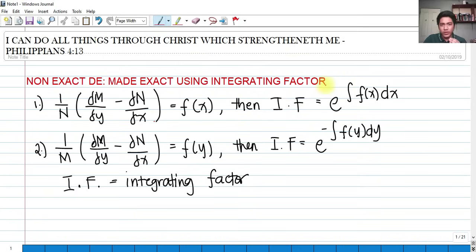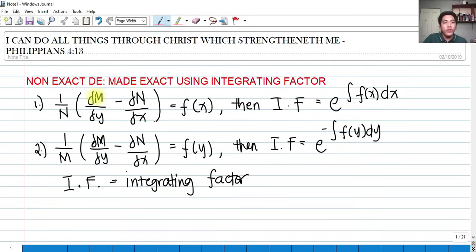The integrating factor is the factor of which if we are going to multiply the non-exact DE by what we call the integrating factor, then upon multiplying the integrating factor on the whole equation, we will be making the DE exact. Or in other words, the integrating factor is the factor of which when multiplied to the whole non-exact DE, then the non-exact DE becomes exact.